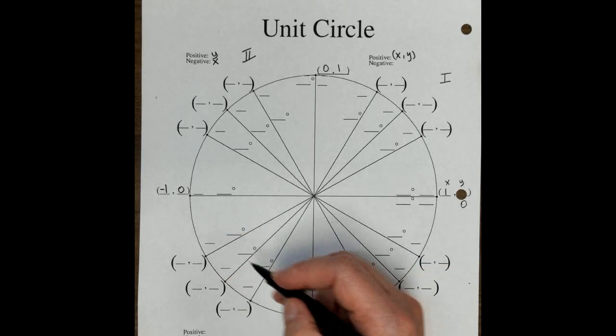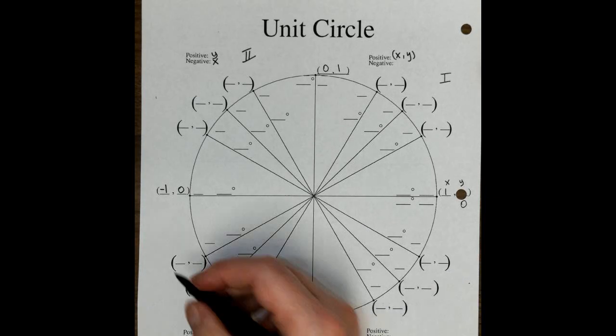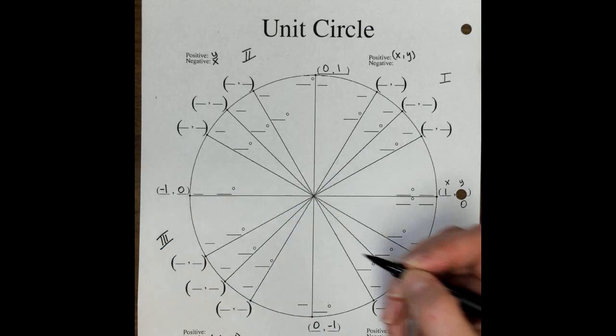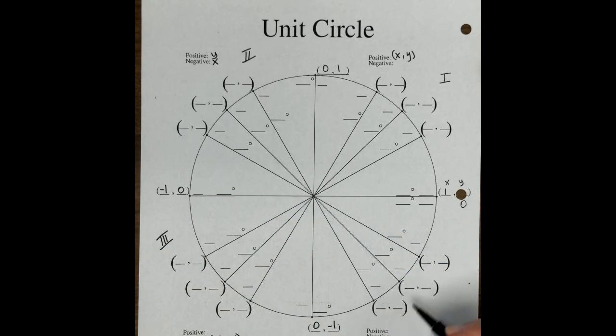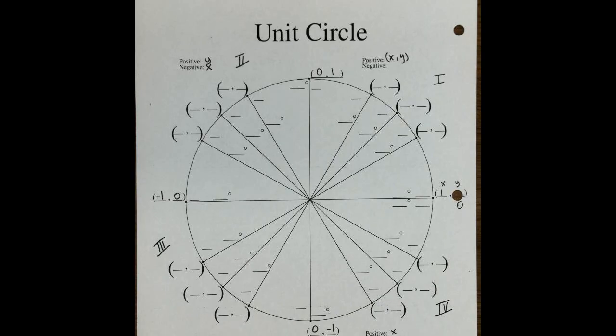So all of these values, both x and y, are going to be negative. I have negative x, negative y. This is quadrant 3. And then quadrant 4, right here, I have a negative y value and a positive x. So positive x and negative y, and this is quadrant 4. So there's the start of my coordinates here.